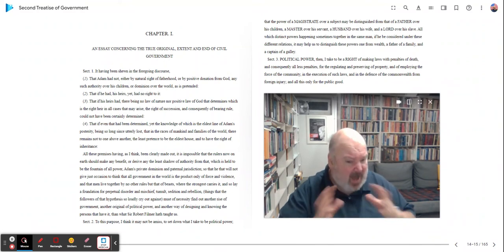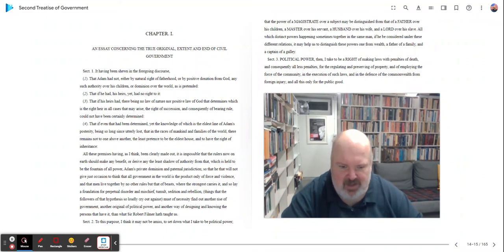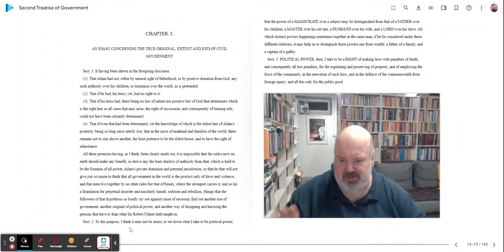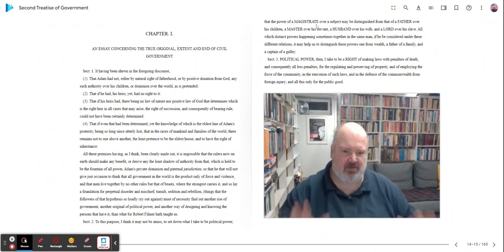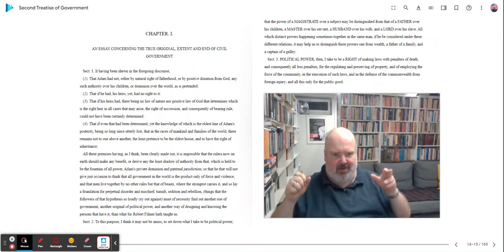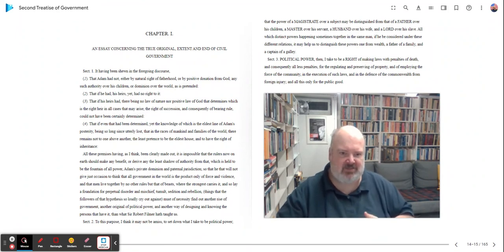And Locke says there must be another basis for the original. In other words, given the awkwardness of the English, it needs to have another original source for political power, and another way of designating and knowing the persons that have it, other than what Filmer said, okay? Now, second section. To this purpose, I think it may not be amiss to set down what I take to be political power, that the power of a magistrate over his subject may be distinguished from that of a father over his children, a master over his servant, a husband over his wife, and a lord over his slave.